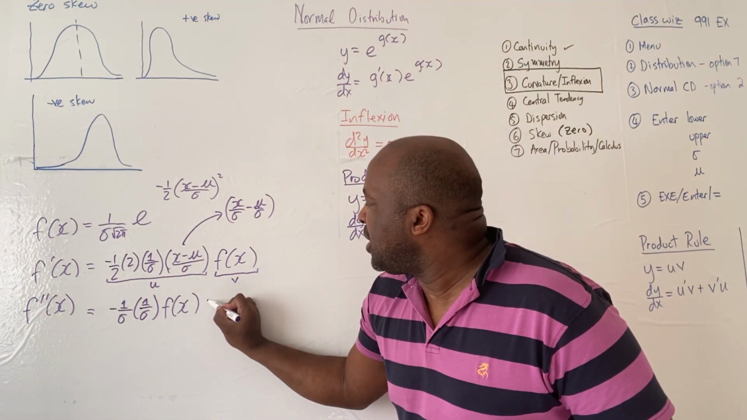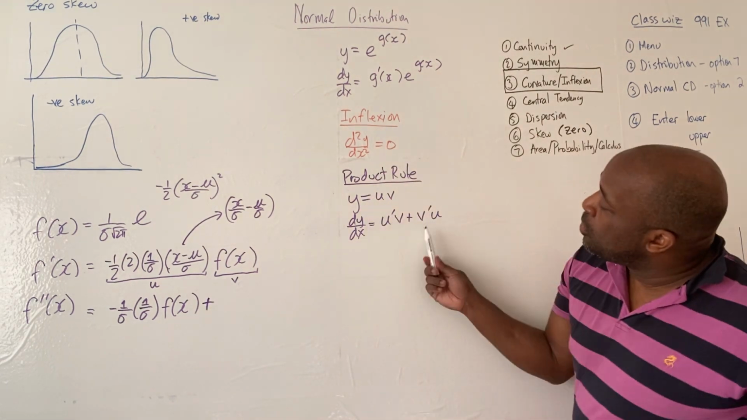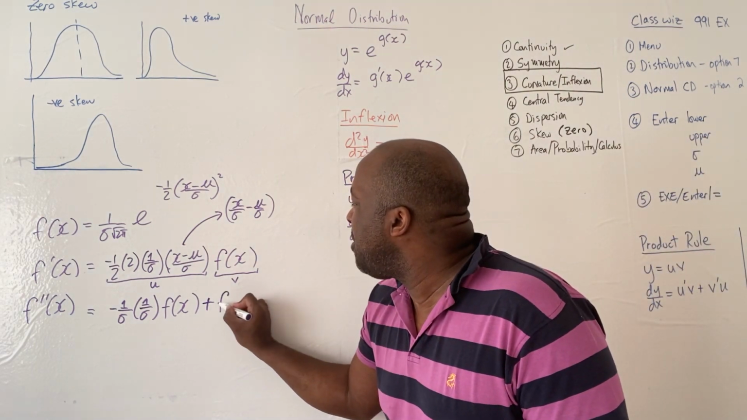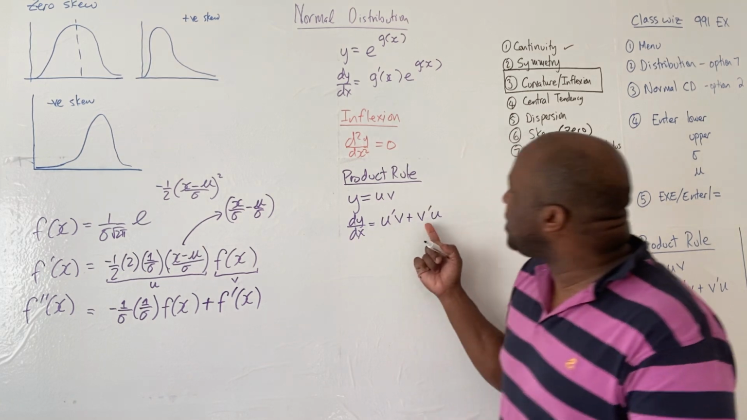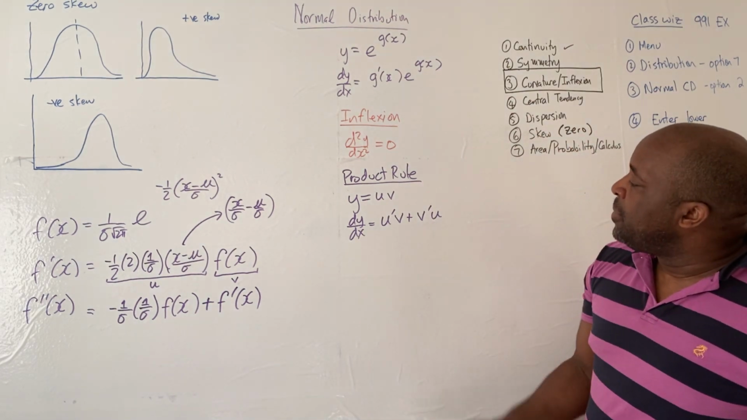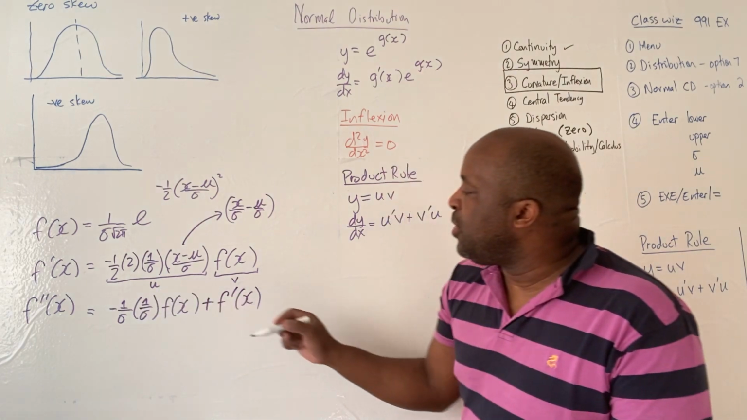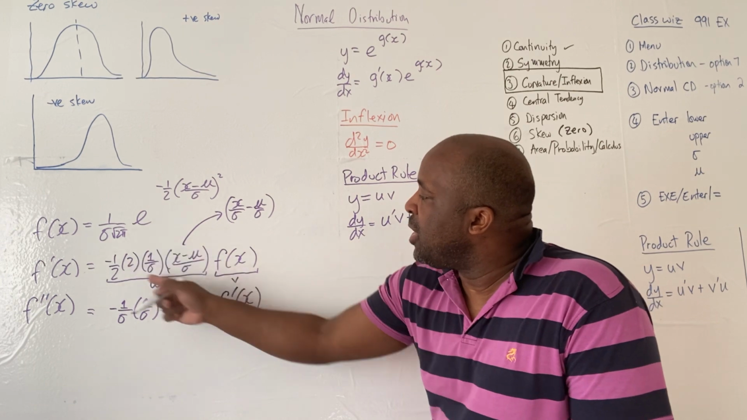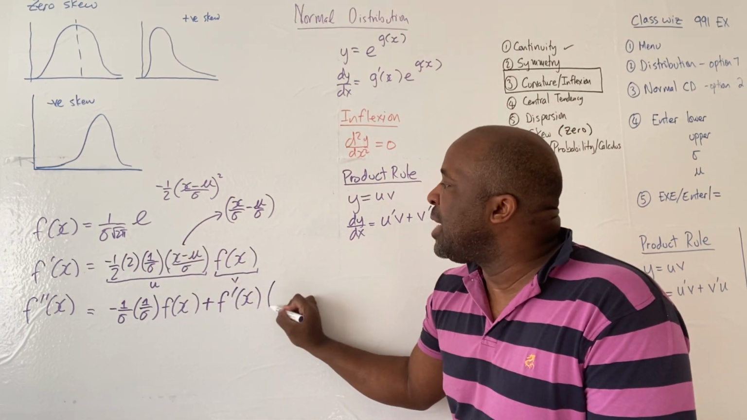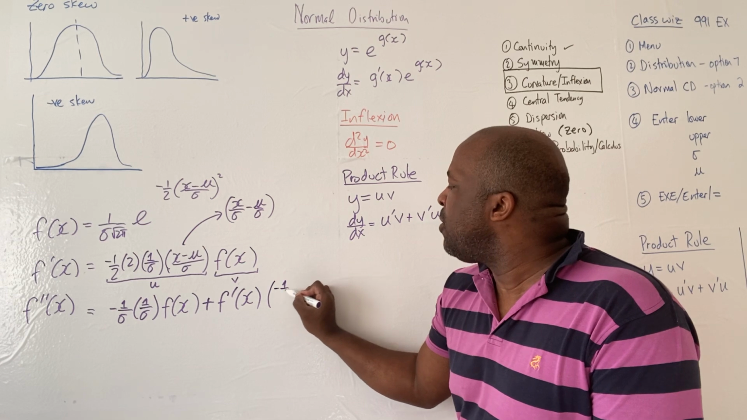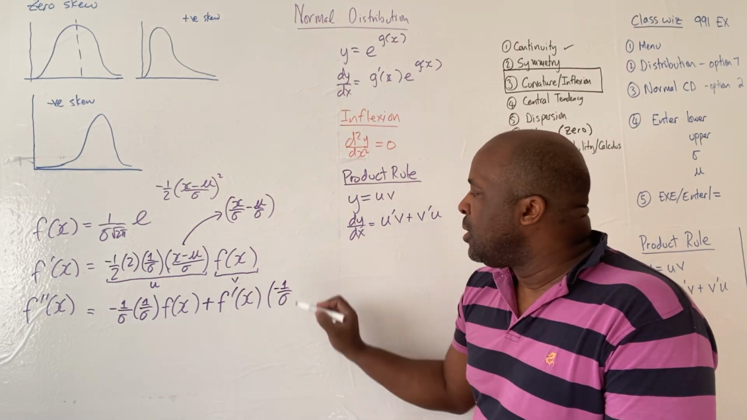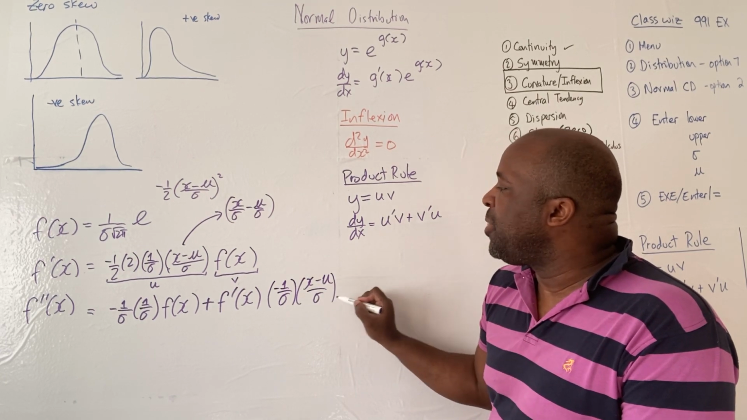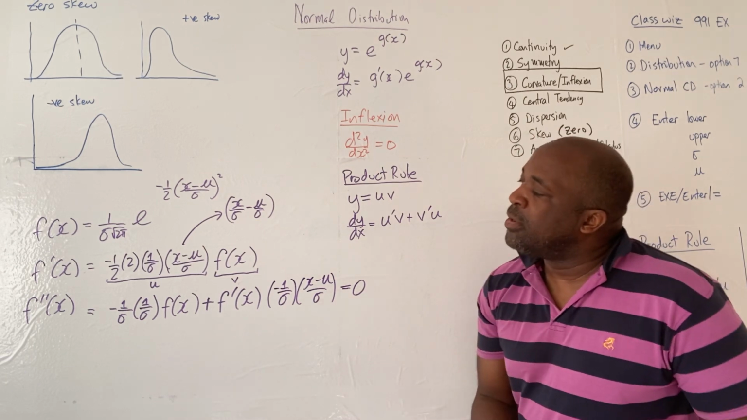Now the second part of our rule states that we must now differentiate v. So we'll get f dash x, and then multiply that by u. So we're going to have f dash x multiplied by u, which is going to be all of this. So that's going to be minus 1 over theta times x minus mu over theta. And all of this must now be set equal to 0.